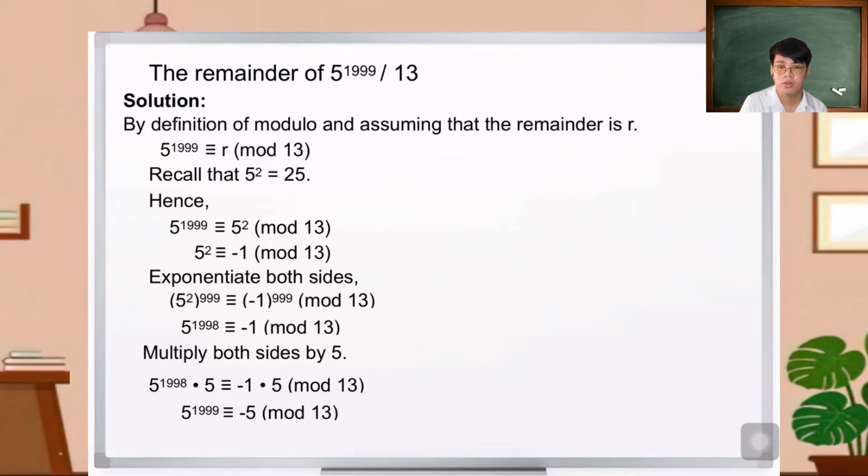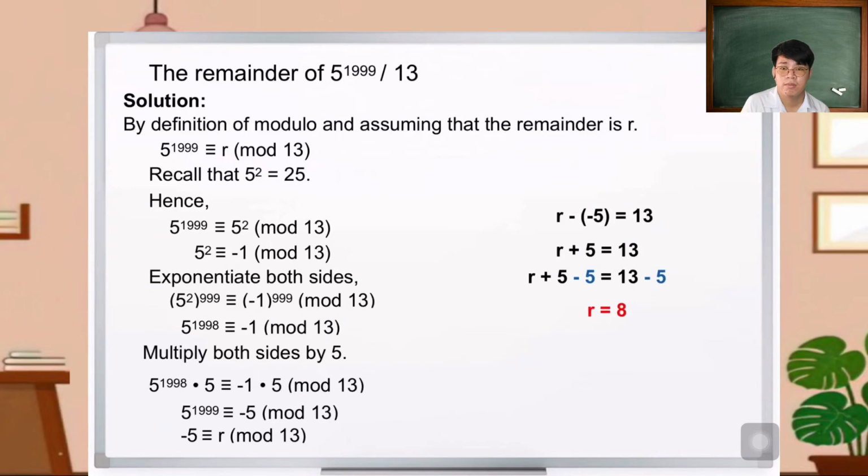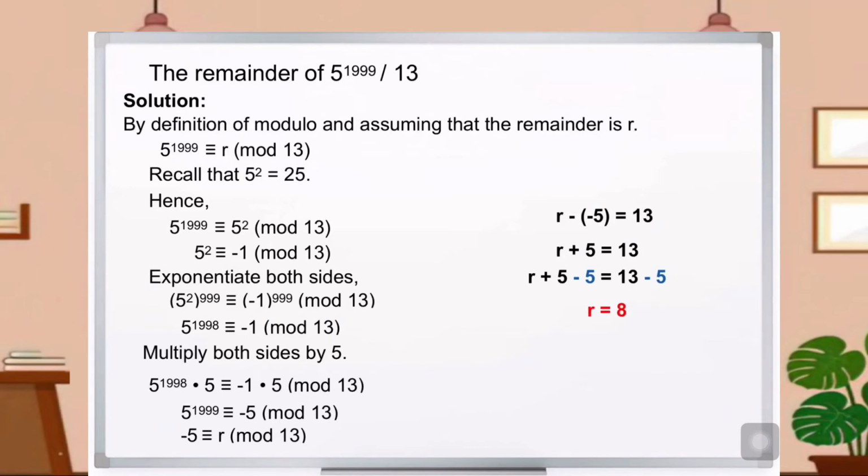It is now complete. And by transferring negative 5 on the left side, we have negative 5 is congruent to r modulo 13. But negative 5 is not yet the least residue from 0 to 12. We will solve for r by getting the difference of r and the dividend. In doing that, we will achieve the value of r, which is positive 8. That is within the residue from 0 to 12.